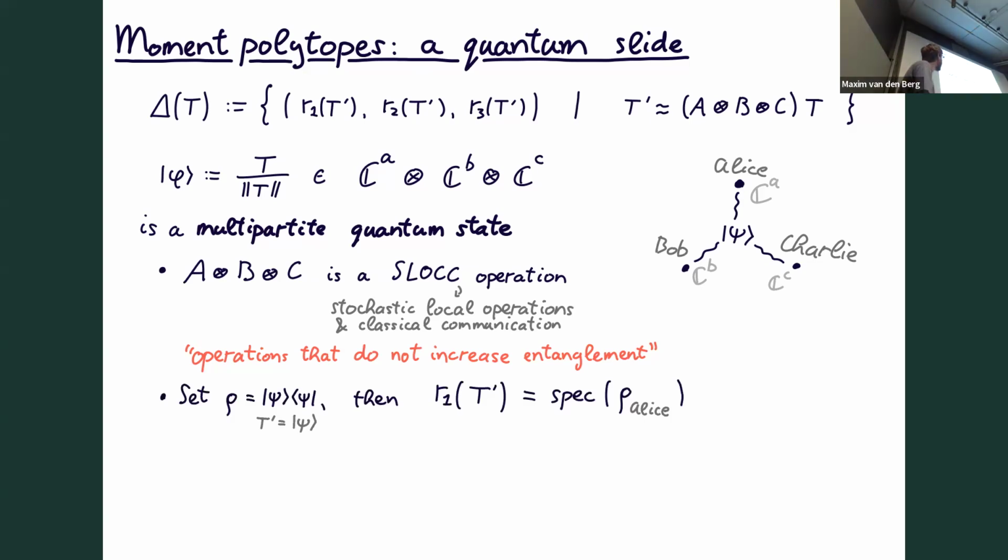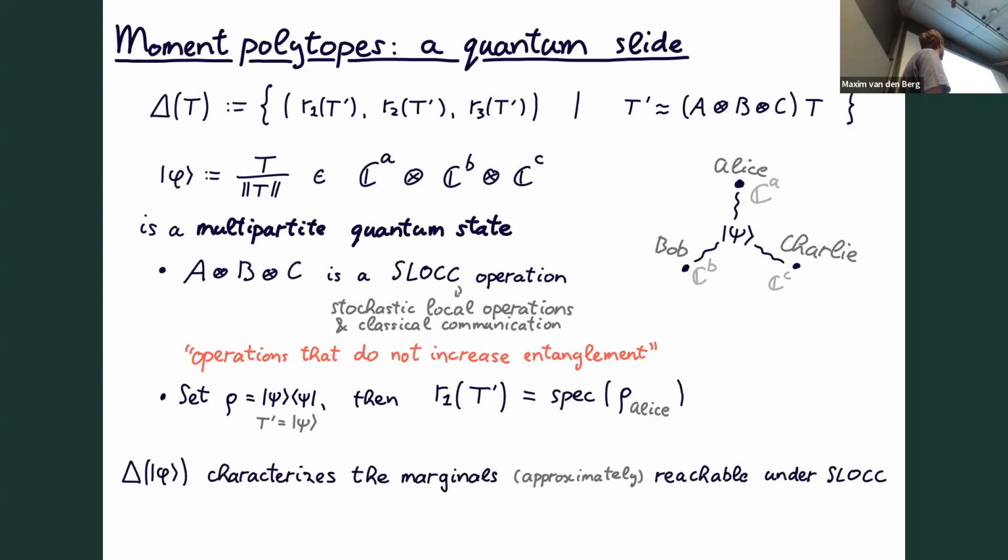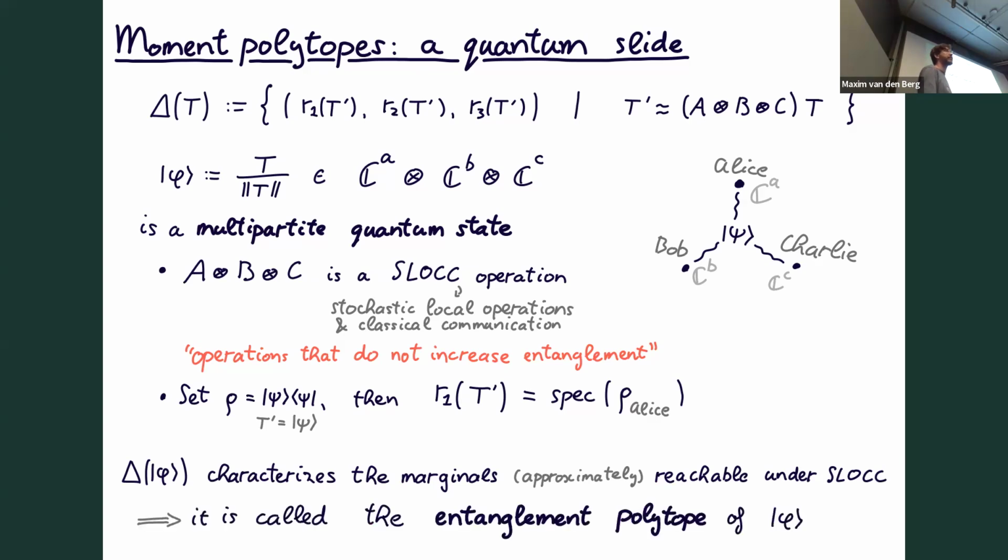And then what are these R1 things? Those are exactly, so let's say I write T prime as a state psi. I look at the density matrix of the state. Then I can look at the reduced density matrix, let's say at Alice, and I can look at the spectrum, so the reduced spectra of this thing. And that will be equal to this thing. So what we have here, we're basically rewriting the reduced spectra of the states I can reach using SLOCC operations. And because the spectra characterize the marginals reachable, this polytope characterizes all the marginal density matrices of these three systems that I can reach with SLOCC. And this is why they also have the name entanglement polytope.